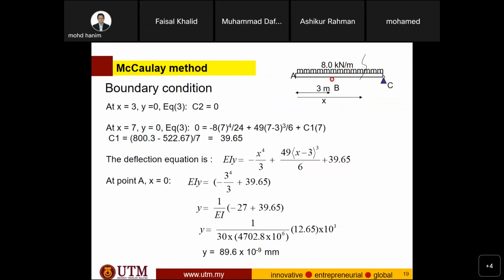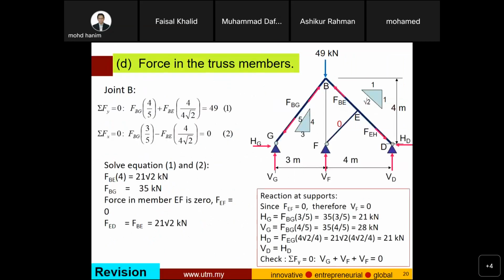Okay, let us go to the next question first. For the indeterminacy of this truss system, 49 kilonewton, where do you get it from? This is from the analysis of the beam. There is no horizontal reaction, therefore only vertical.